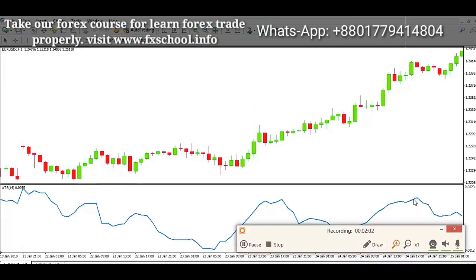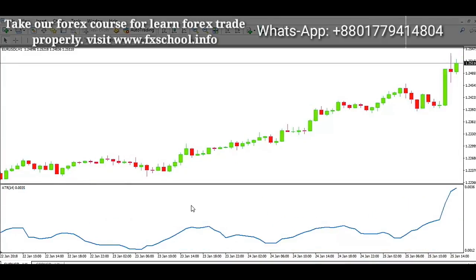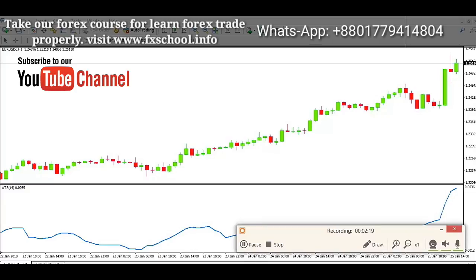So we get the ATR indicator. You can see that this one is ATR. This ATR indicator helps you in two ways. You can set your take profit and stop loss with this ATR indicator. First, I'm telling you how you can set the take profit and stop loss by the ATR indicator.